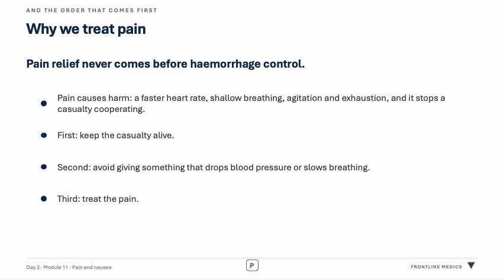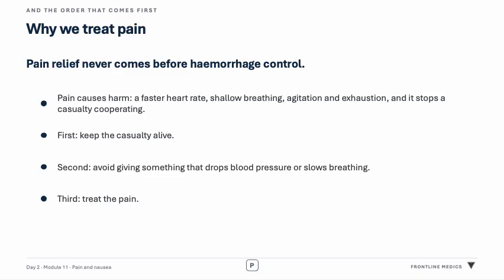It raises the heart rate, makes breathing more shallow, causes agitation and exhaustion, stops a casualty cooperating, and slows wound healing. But there is an order of priorities the doctrine is firm about, and keeping the casualty alive comes before any painkiller. Do not give pain medicine if it delays something more urgent, like bleeding control.